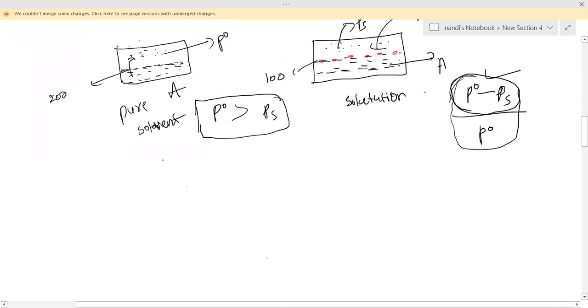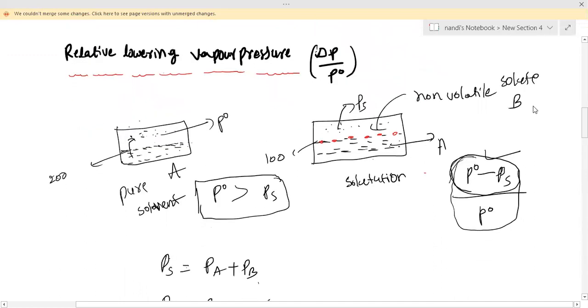Okay. Now we can see, P naught is greater than PS very clearly. According to Raoult's law, P solution equals partial pressure of A plus partial pressure of B. We know very well that PS equals PA. PA is nothing but P naught A XA, from Raoult's law. And for B it is 0. Why? Because I mentioned very clearly that it is non-volatile. Non-volatile means B is not going to evaporate. Only A is there, only A contributes. B is not there, so B's contribution is 0.